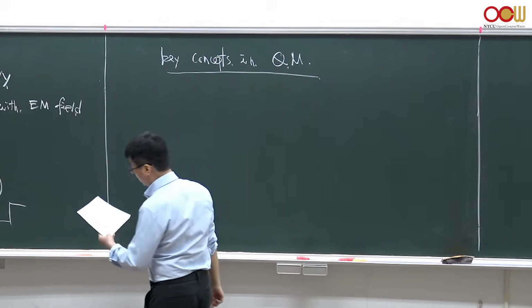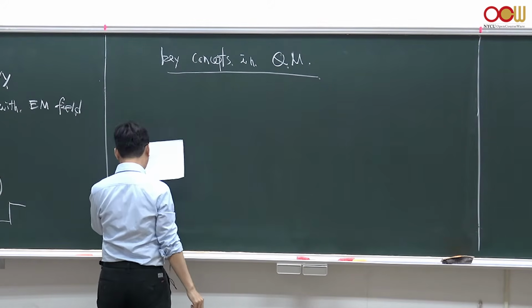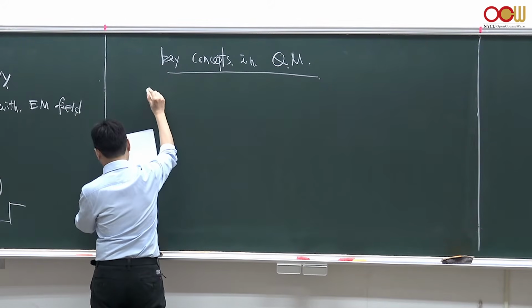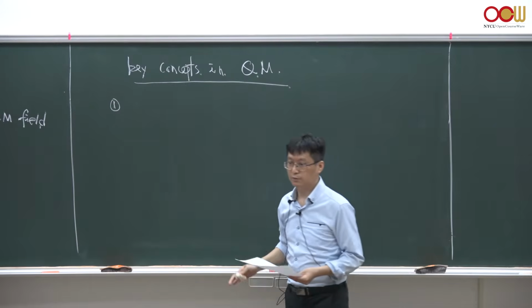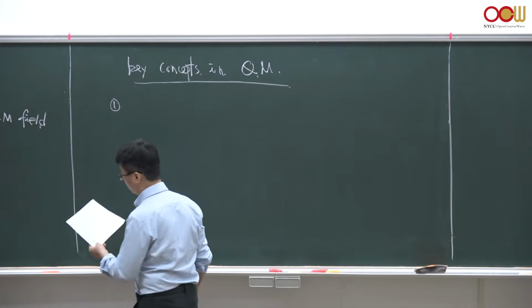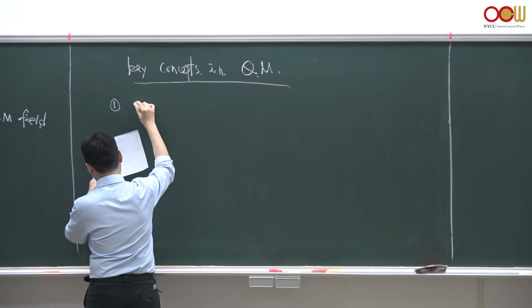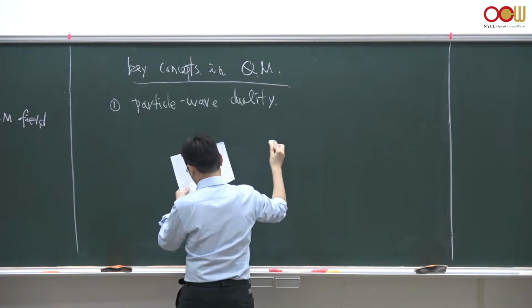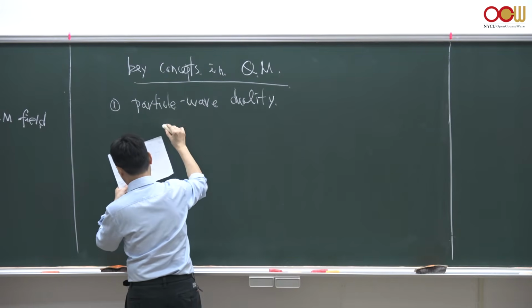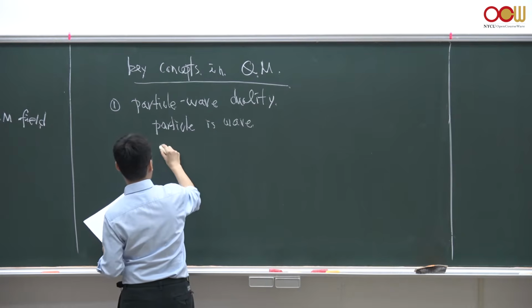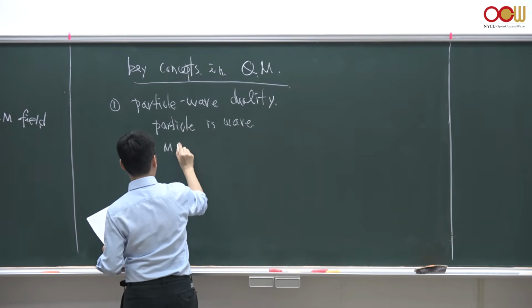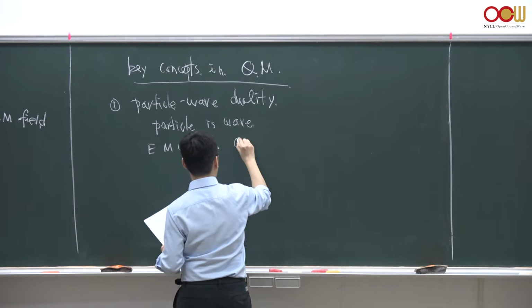So there are a couple of key concepts in quantum mechanics that are related to one another, and I use a diagram to summarize these key concepts. So the first one is the particle-wave duality, which says that the particle is a wave, and say electromagnetic wave is a quantum particle.